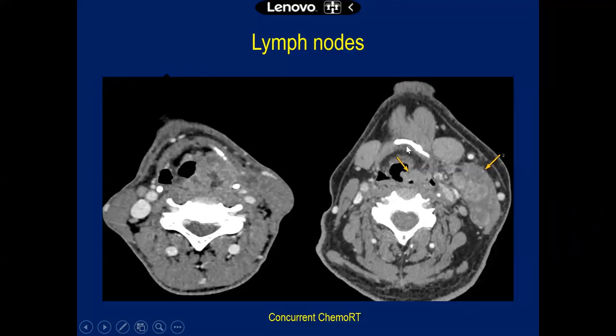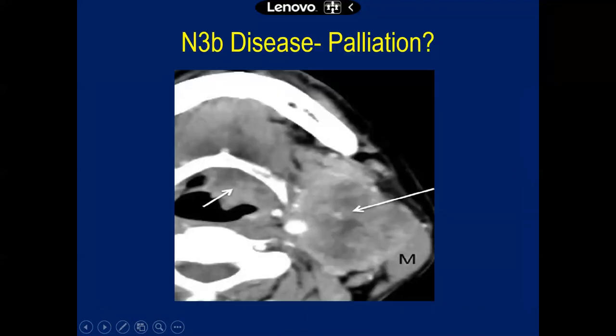This is a lesion in the left area, and this is the right side. The right aryepiglottic fold and piriform fossa are normal, while the left aryepiglottic fold and piriform fossa are replaced by a tumor, an enhancing lesion here, with multiple nodes. It is N3 disease. The standard treatment is to go for chemo radiation.